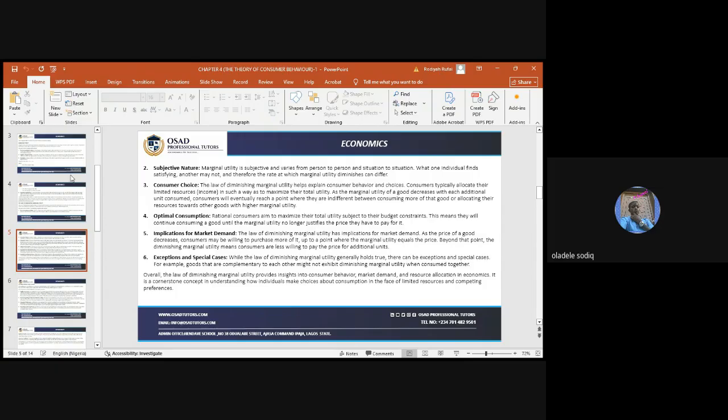Another one again is implications for market demand. The law of diminishing marginal utility has implications for market demand. As the price of a good decreases, consumers may be willing to purchase more of it. So when the price begins to decrease, consumers will respond; that is the law of demand. When the price falls, demand will what? Will increase. Consumers will be willing to buy more, up to the point where the marginal utility equals the price. So the more the price begins to fall, consumers will be willing to what? To buy more.